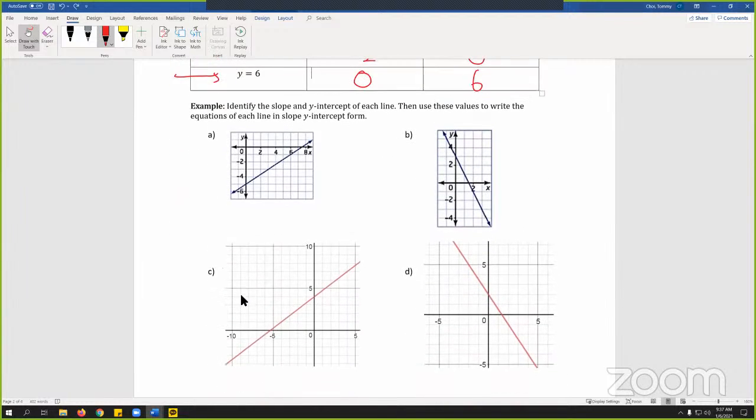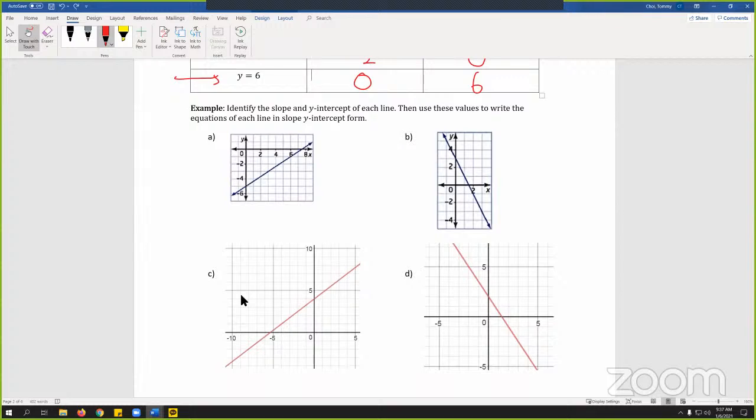Example. We have 4 more examples, but this time it's asking us to identify the slope and then the y-intercept and then create the equation. Okay? So the way you find slope is up to you. I have given you the graph for all of these. However, if you want to pick 2 points and use the slope formula, you can definitely do that.